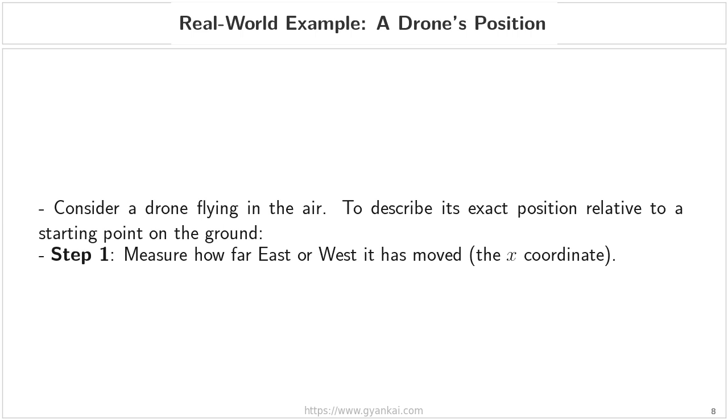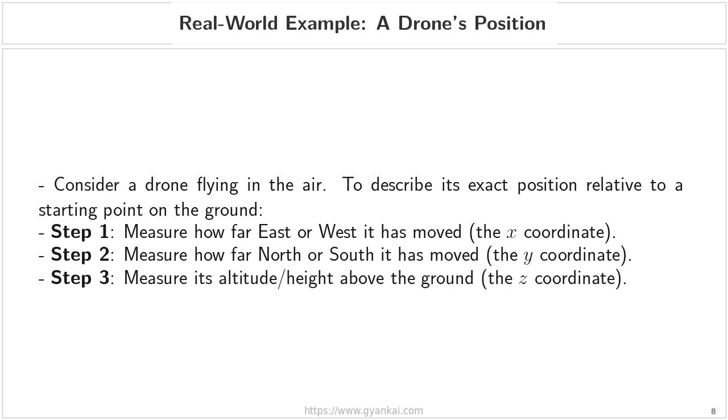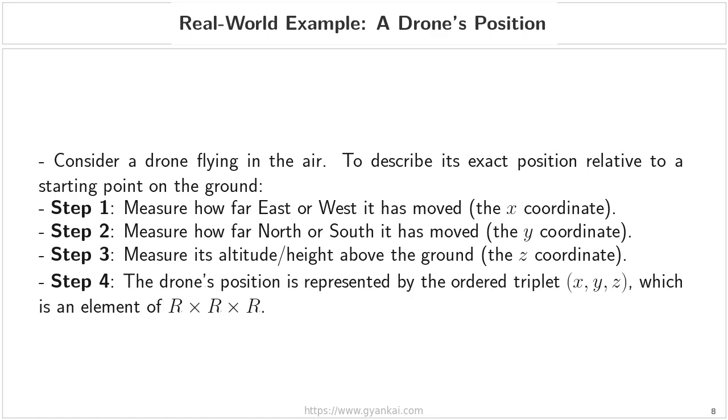We measure how far east or west the drone has moved. This value serves as our x-coordinate. Next, in step 2, we measure how far north or south it has traveled, which gives us our y-coordinate. Then, in step 3, we measure its altitude, or how high it is above the ground. This is our z-coordinate. Finally, in step 4, we combine all 3 measurements into an ordered triplet, x, y, z. This triplet is a single element belonging to the Cartesian product of the set of real numbers with itself 3 times, written as R times R times R.